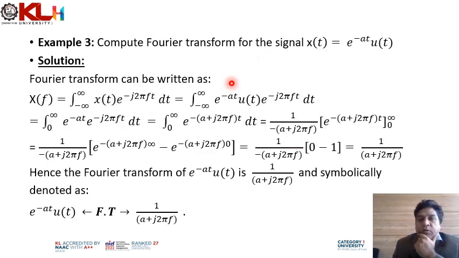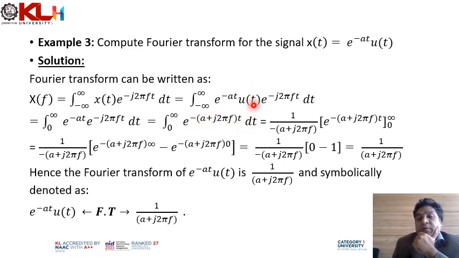Next, we are going to compute the Fourier transform of the exponential signal e^(-at) u(t). Now, the Fourier transform can be written as the integral of e^(-at) u(t) into e^(-j2πft) dt. Now we can combine e^a into e^b as e^(a+b). So we are going to get this integral e^(-(a + j2πf)t) dt.